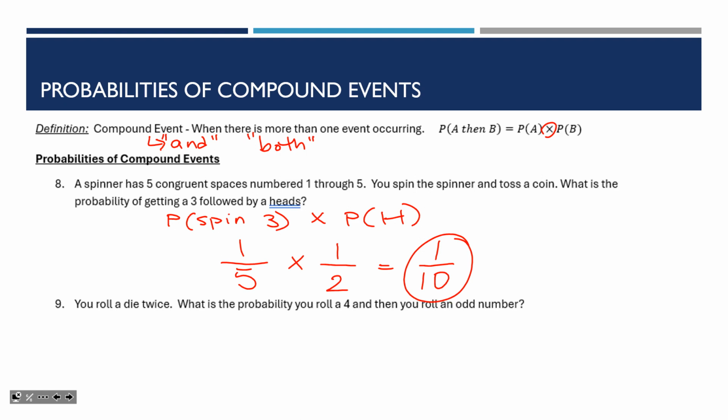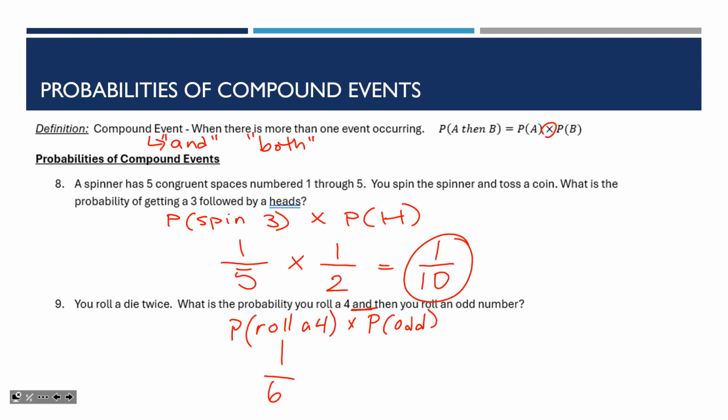Okay, number 9, you roll a die twice. What's the probability you roll a 4 and then you roll an odd number? So in other words, we see the word "and," so we think about each probability and then we multiply. We want the probability of rolling a 4 times the probability of rolling an odd number. Okay, so when I roll a die, there are 6 possible outcomes. How many of them are 4? Well, there's only one 4, right? It's either 1, 2, 3, 4, 5, or 6. So there's a 1 out of 6 chance of rolling a 4.